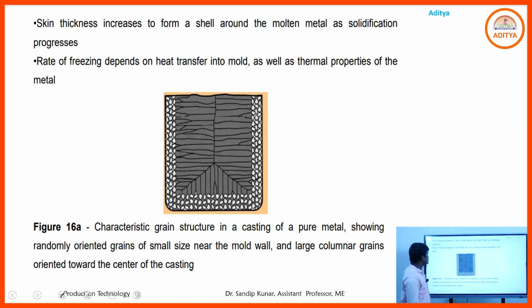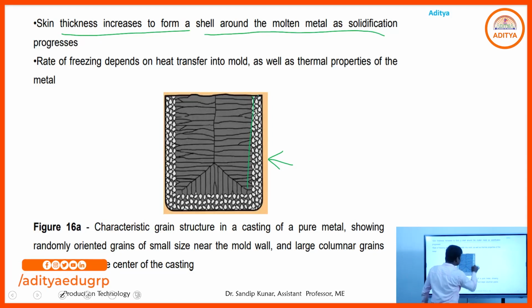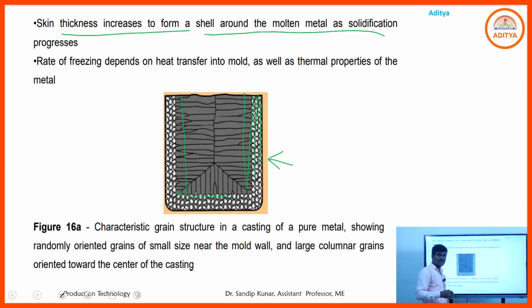Now we come to the discussion of the solidification case where the skin thickness increases to form a shell around the molten metal as solidification progresses. With continuous heat extraction from the mold surface, the skin thickness increases, which means the metal is continuously converted into solidified product. After removal of the heat, the skin thickness increases again. With continuous removal of heat from the molten metal, the skin thickness keeps increasing.